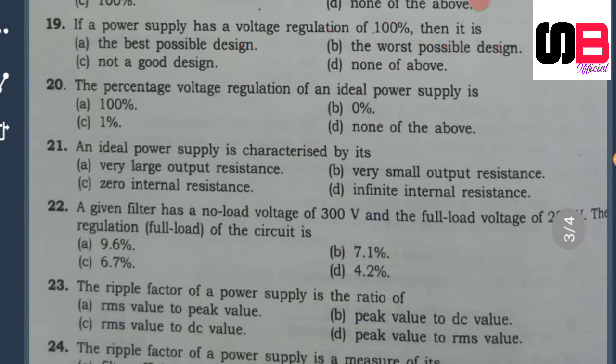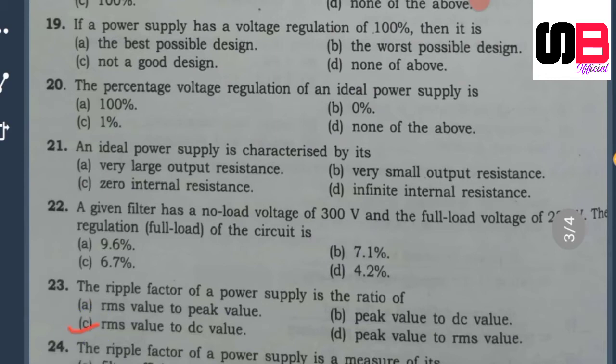Okay, next one: the ripple factor of a power supply is the ratio of what? The options are RMS value to the peak value, RMS value to the DC value, or peak value to the RMS value. Actually it is the ratio of RMS value to the DC value, option C.